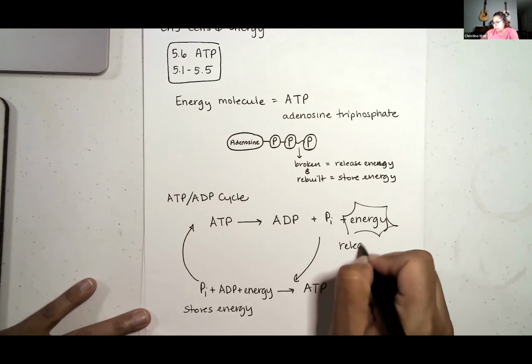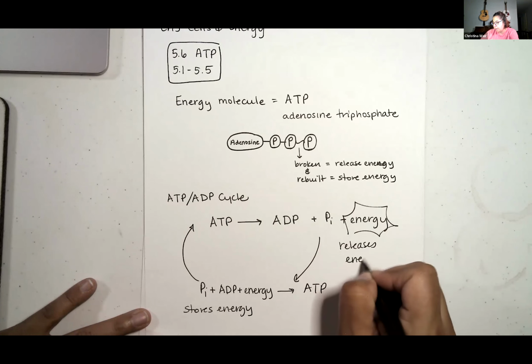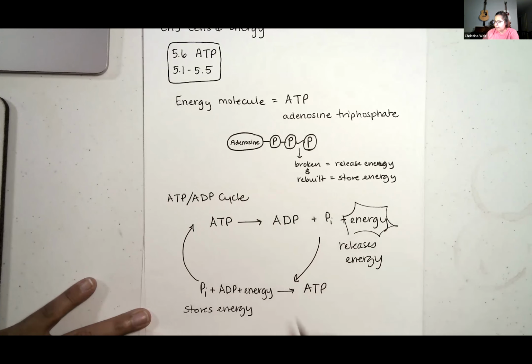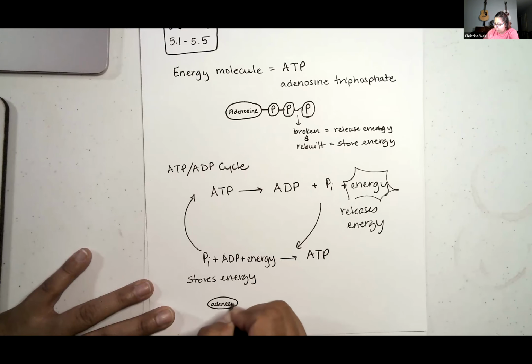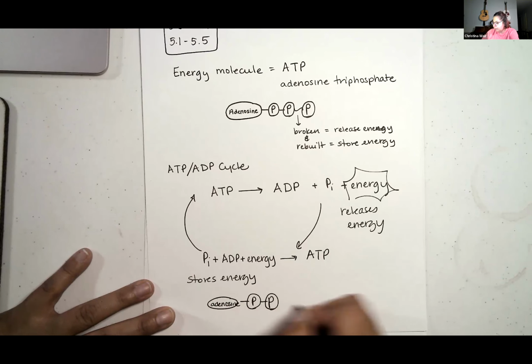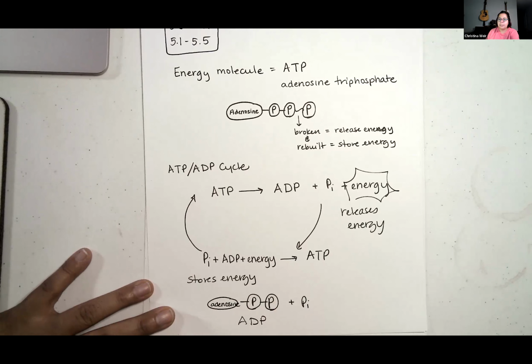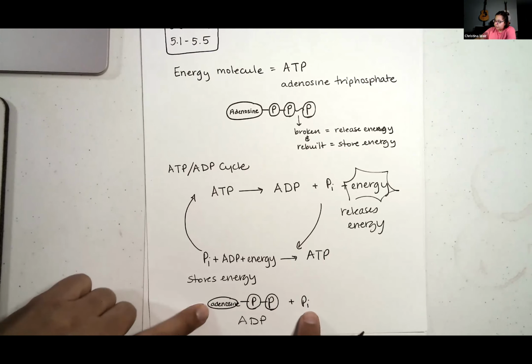I'll put that in the notes, releases energy. So if you want to know what ADP looks like, ADP is just adenosine, and then 1 phosphate and 2 phosphates. And then you've got that little extra phosphate. So this is ADP, adenosine diphosphate. So when you stick those two back together, you need energy to create that chemical bond.